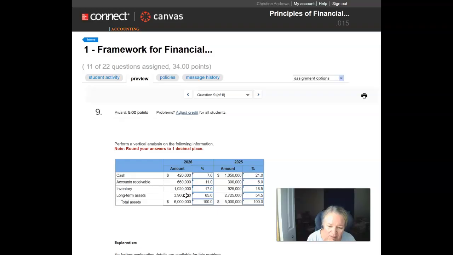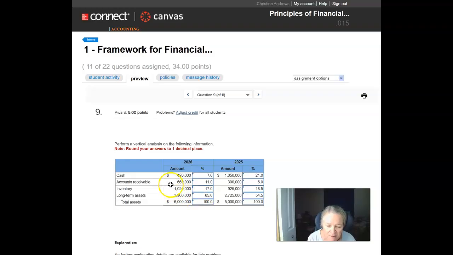So one way to look at it is to look at each number as a percentage of the whole, of the total. So in this case, we've got total assets, and we're going to take 420,000 divided by 6 million. That's 7%. So in 26, cash was 7% of total assets. In 25, it's 21%. Now, they might have an explanation, like they might be taking cash to buy fixed assets. Maybe that was the plan, because you can see where cash went way down and long-term assets really increased. So maybe it's something like that, okay?